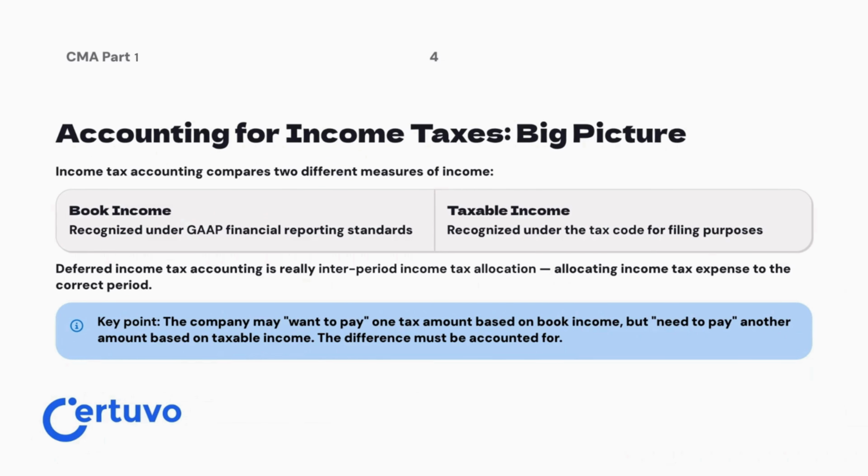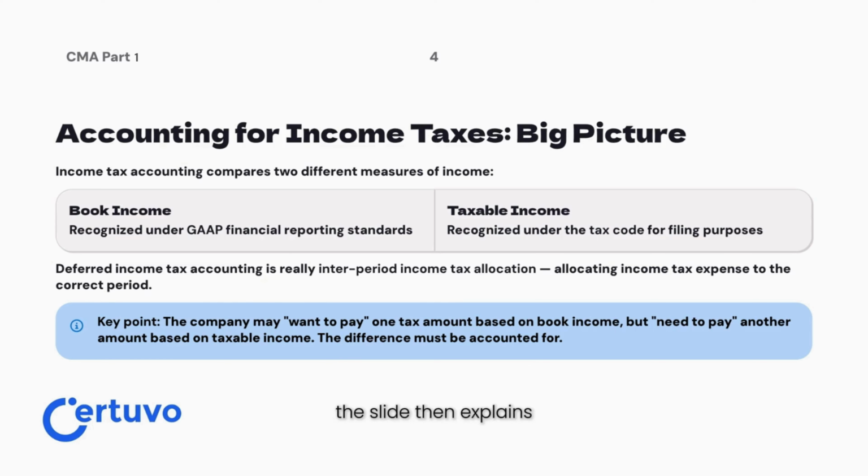Slide 4. Now we begin the first major part of the lecture, accounting for income taxes, big picture. The slide explains that income tax accounting compares two different measures of income. First, we have book income, which is recognized under GAAP financial reporting standards. Second, we have taxable income, which is recognized under the tax code for tax filing purposes. These two amounts can be different, even for the same company and the same year.